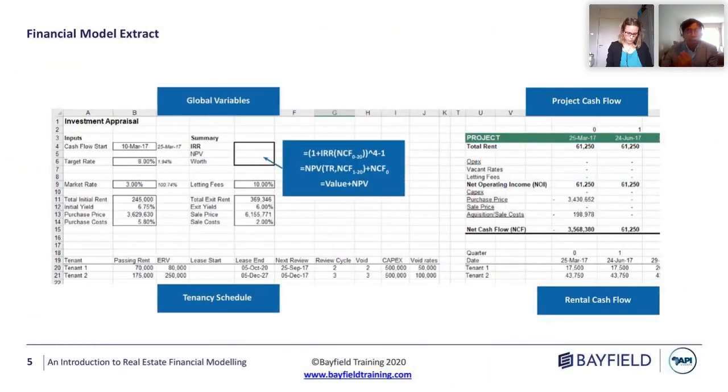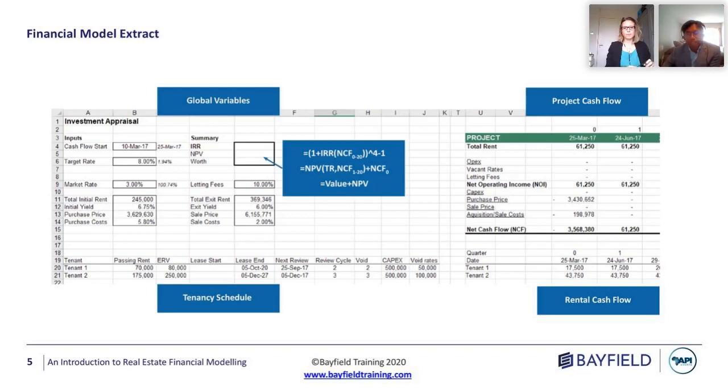So you will see here the model that I described, in a particular example in Excel. So you can find back the different components. On the top left, you can recognize the global inputs, that includes the project start date or the target rate of return expected by the investors, simply called target rate. On the bottom left, you will see developed the tenancy schedule with information about the leases for two tenants. You will find the passing rents, the ERV, the lease end, next rent review dates.